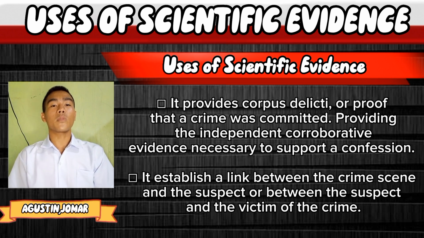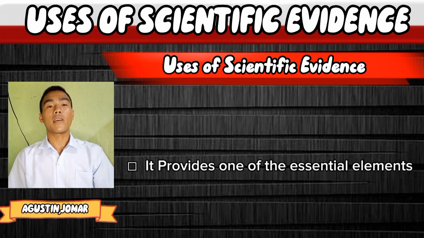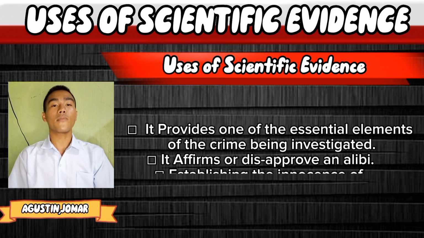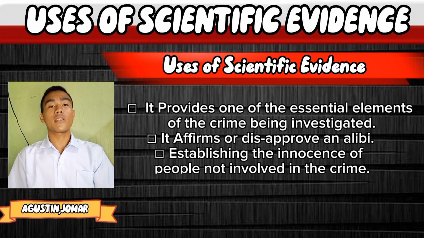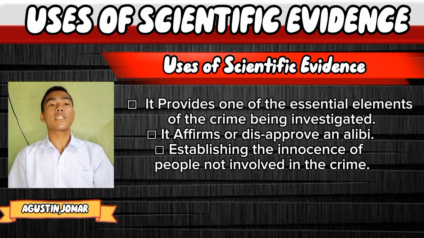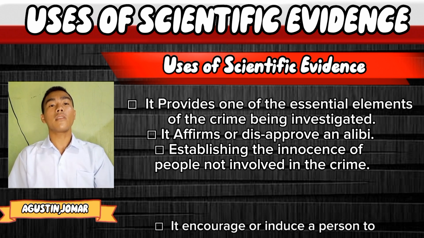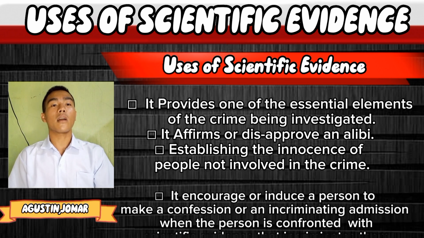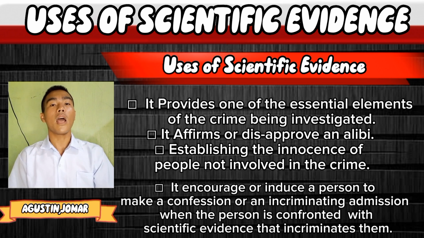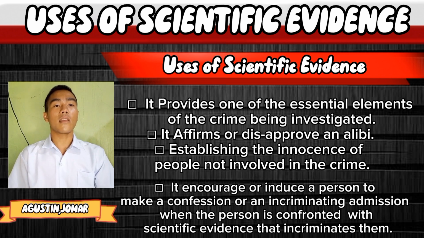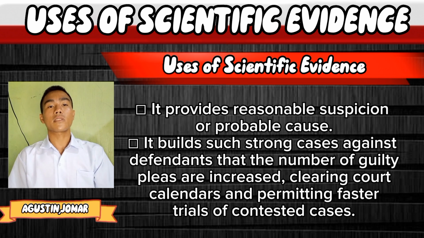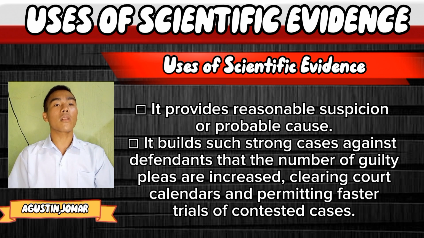It establishes a link between the crime scene and the suspect or between the suspect and the victim of the crime. It provides one of the essential elements of the crime being investigated. It affirms or disproves an alibi, establishing the innocence of people not involved in the crime. It encourages or induces a person to make a confession or an incriminating admission when the person is confronted with scientific evidence that incriminates them. It provides a reasonable suspicion or probable cause.